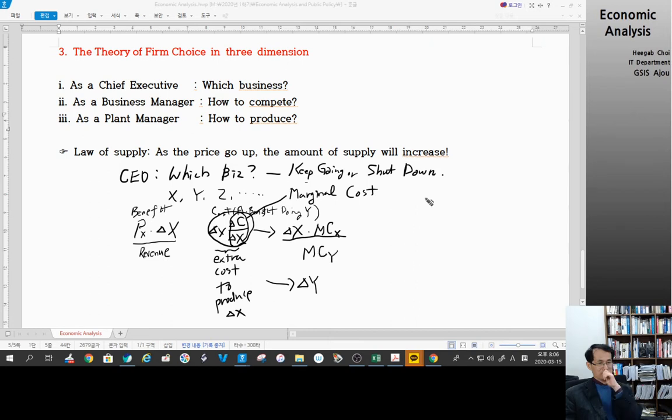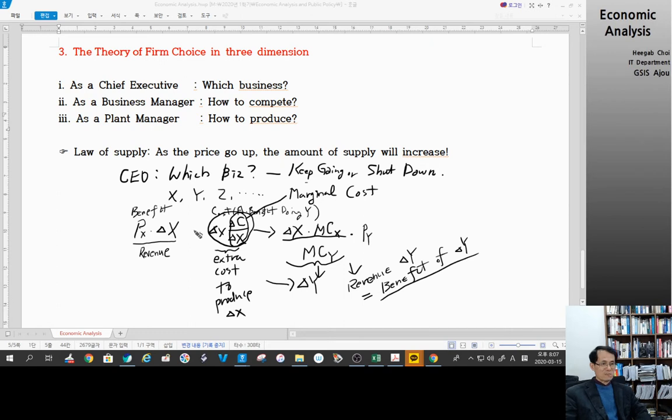MCY, right? This one will indicate how much delta y will be produced. And if you multiply it by PY, this is the revenue producing delta y, and this is the benefit of going into business delta y, right? And as a business manager, as a chief executive, you have to compare this, right? How much I should put in delta x business, how much I should put in delta y business, these two should be equalized, right? Equalized.